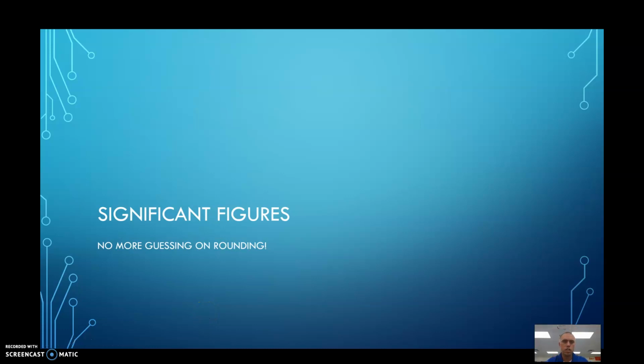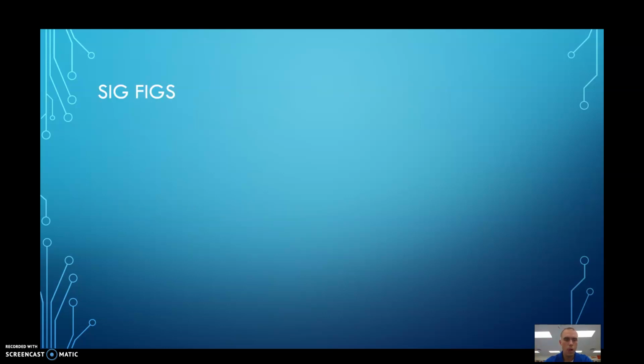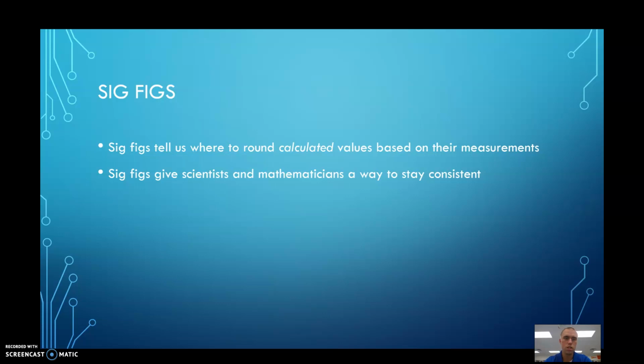Okay, guys, next section in chapter 2 is going to be talking about significant figures. What significant figures are going to tell us is where we need to round our numbers to. So we can do whatever calculation we need to do or make whatever measurements we need to do. And the rules of sig figs, that's what I'm going to call them, sig figs, not significant figures, are going to tell us what we need to do for rounding. Okay? So sig figs are going to tell us where to round calculated values based on the measurements that were taken to give us those numbers.